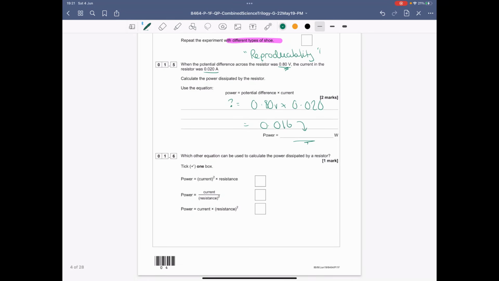What other equation can be used to calculate power dissipated by a resistor? Okay, well, this is just a knowledge thing that you just need to know. Power can be calculated by current squared times resistance. Your three kind of key power equations are power equals current times voltage, or as it is above. Then you've also got power is energy divided by time. And you've also got power equals I squared times resistance. So that is just knowing your equations.